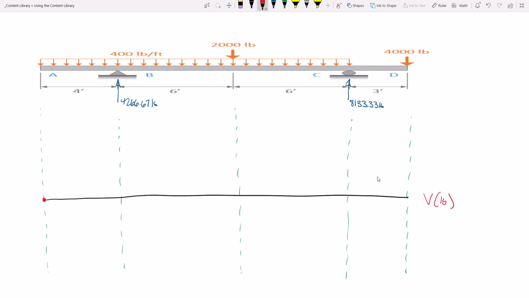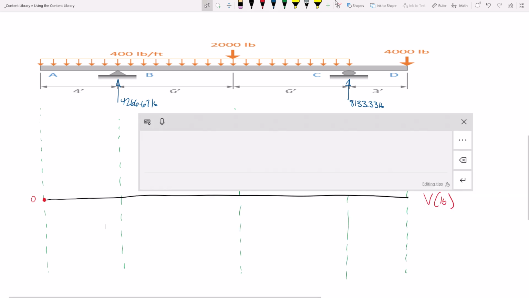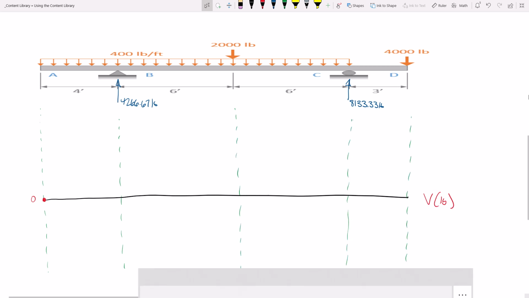How does a shear diagram get constructed? You start at 0, and done correctly, you will end back at 0, right? So, let's see what happens. Let's go from A to B. What happens from A to B? See if y'all remember this. What type of load do you see from A to B? I mean, what's on the beam from A to B?